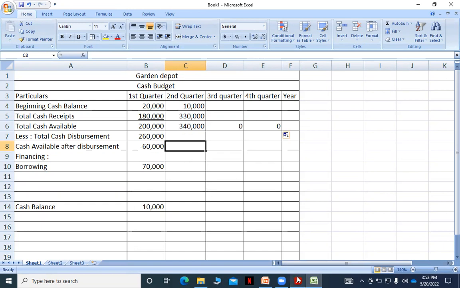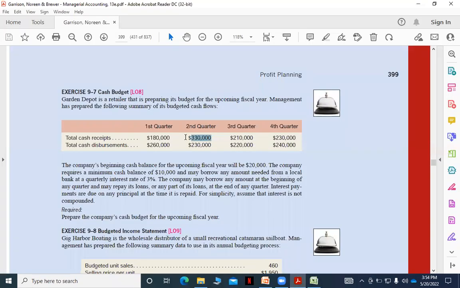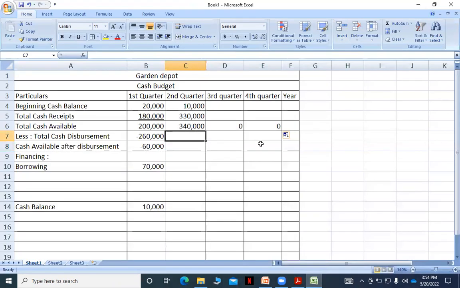Now let's see that total disbursement. Total cash disbursement is 2,30,000. See here, 2,30,000. So right here 2,30,000. So here for the second quarter, our total cash disbursement is 2,30,000. 2,30,000 টাকা আমাদের এখানে total disbursement.